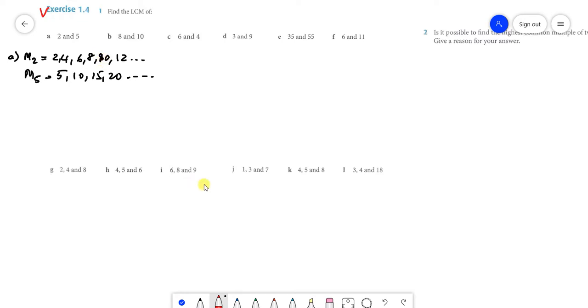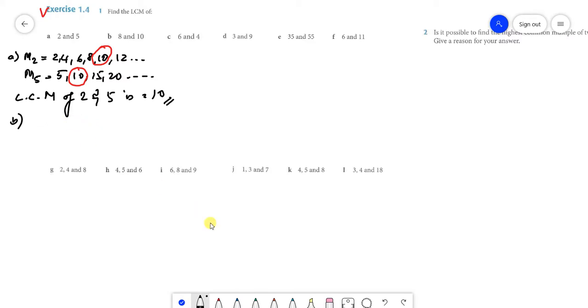I will just write it clearly. So we have common 10 in both the multiples and it is the lowest. So we can write LCM of 2 and 5 is 10. That's it. Now move on to question B, 8 and 10.